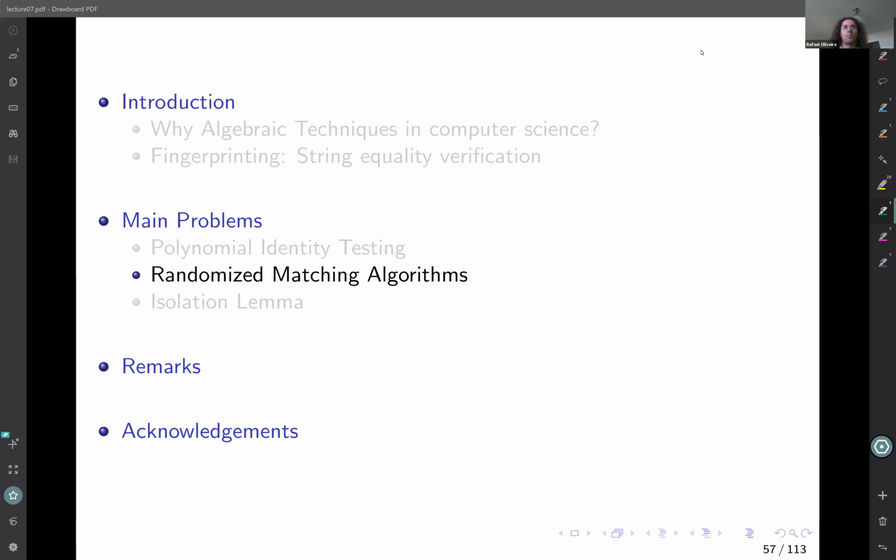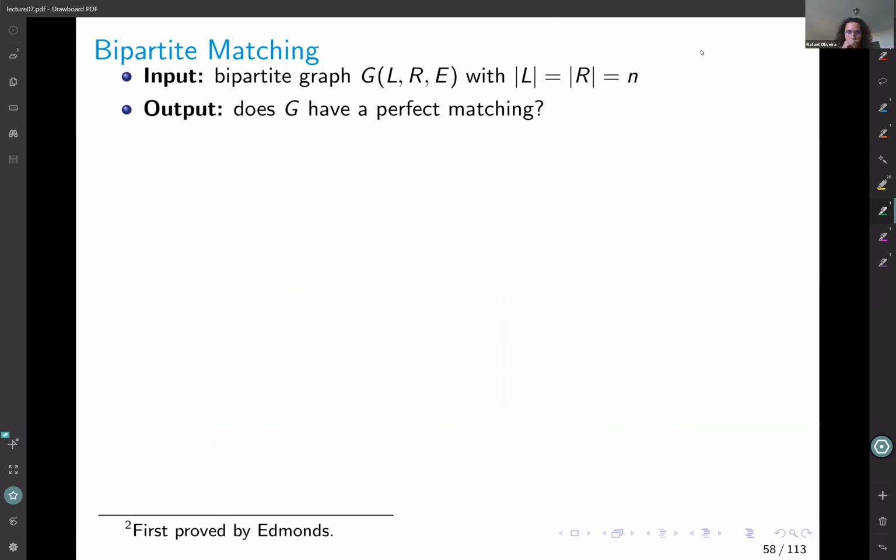All right, so welcome to part 3 of lecture 7. And now we're going to see how we can use this polynomial identity testing algorithm, or this lemma that we saw, to give a randomized algorithm for the matching problem. Okay, so here's the problem.